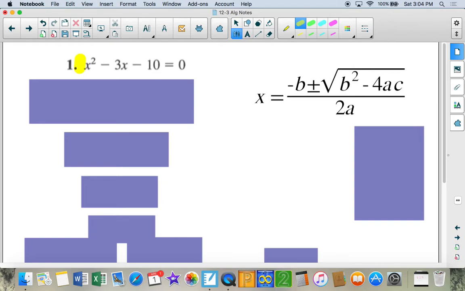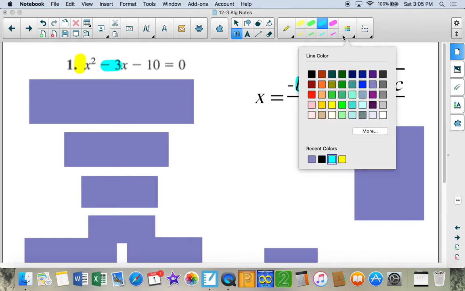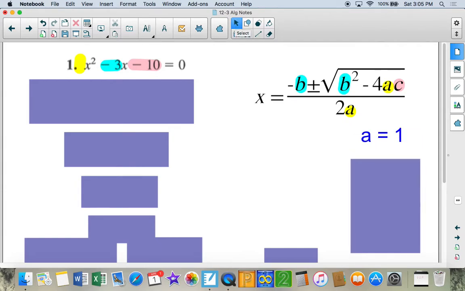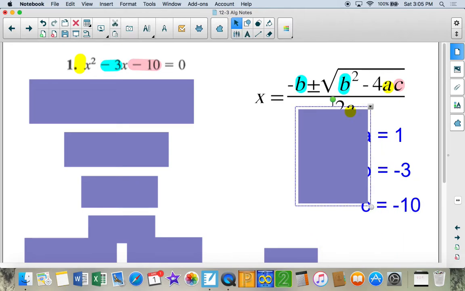So my a value is going to be the coefficient of x squared. My b value is going to be the coefficient of x. And then my c value is going to be my constant. In this example, if we look at problem number 1, a equals 1, b equals -3, and c equals -10.